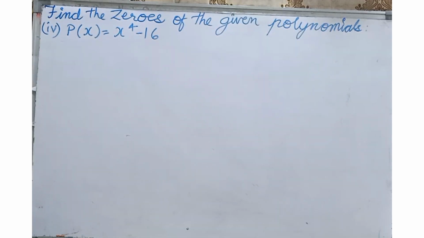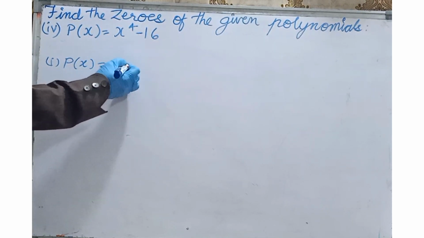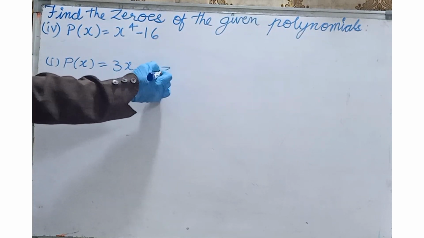Okay students, the question is p of x equal to x power 4 minus 16. In this polynomial, how many zeros will you get, students? Do you know how to find the number of zeros we get for a polynomial? Suppose in the first sum, we had p of x equal to 3x. How many zeros did we get here? We got 1 zero here.